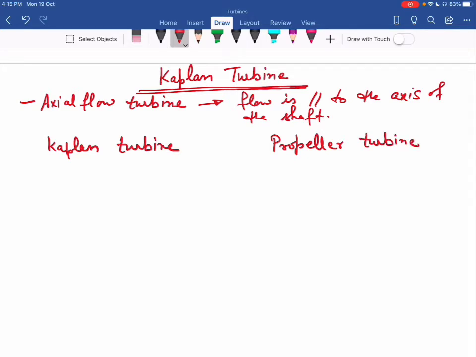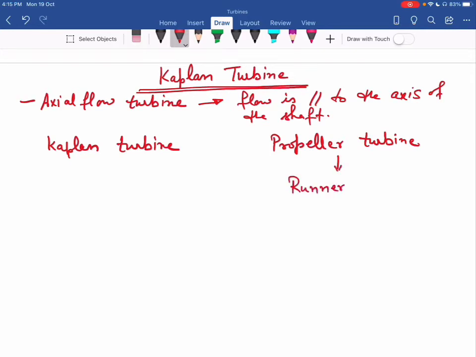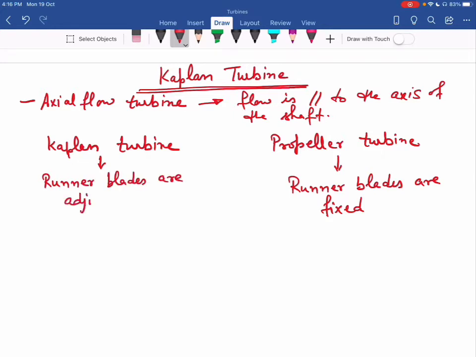In the propeller turbine, the runner blades are fixed. You can see here the runner blades are fixed. In the case of the Kaplan turbine, the runner blades are adjustable. Now the runner of a Kaplan turbine or a propeller turbine is similar to the propeller of a ship or similar to your fan.